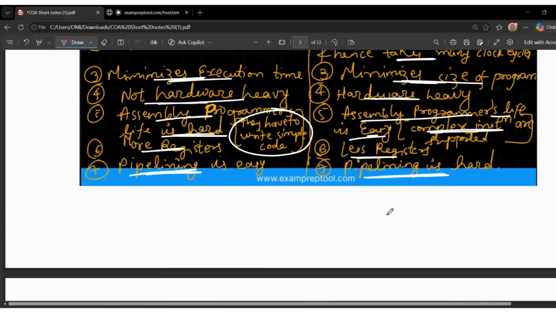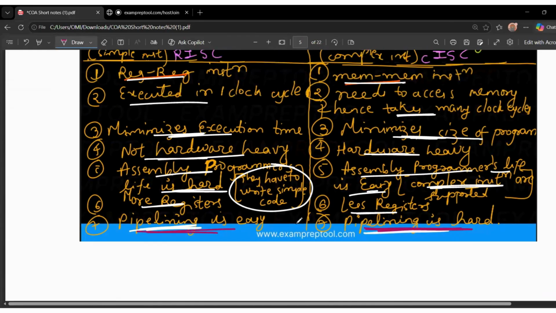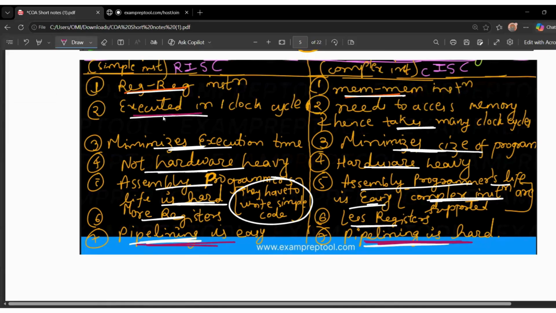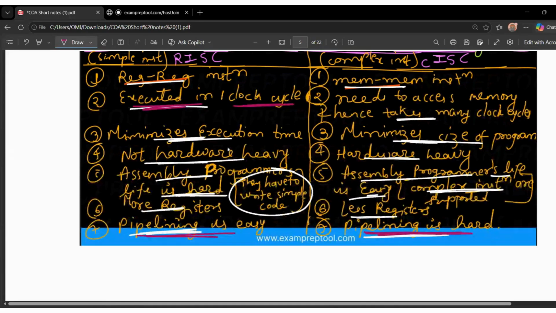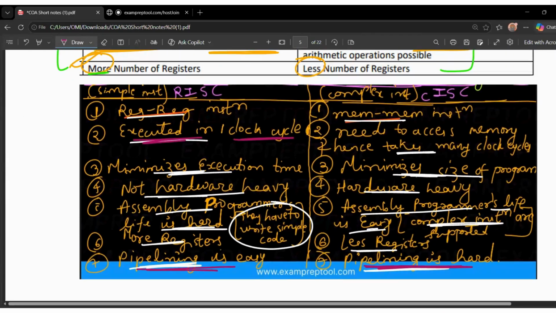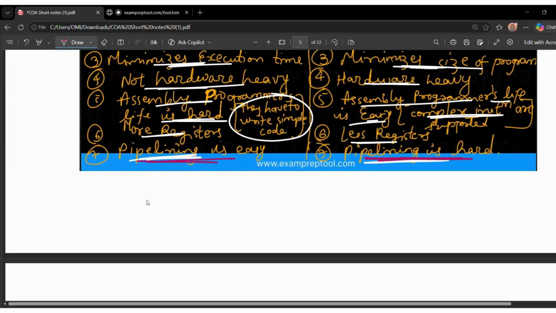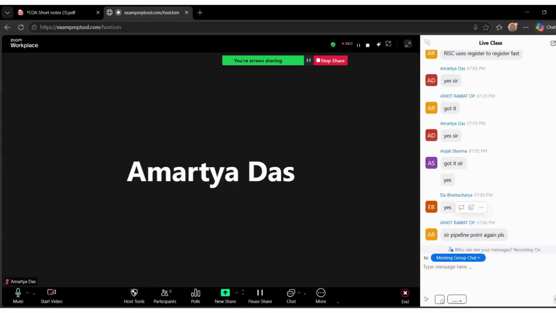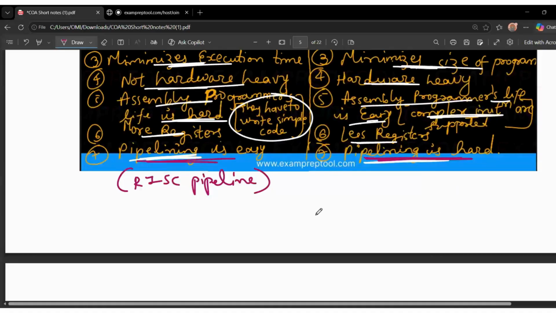So pipelining will be easy here, and pipelining is hard here, because here each thing will be executed in one clock cycle, and we don't have to do many things. It's easy to implement also, and everything is fixed length instruction. So pipelining will be easy in RISC, and we have also seen RISC pipelining, like your classical five stage pipeline.